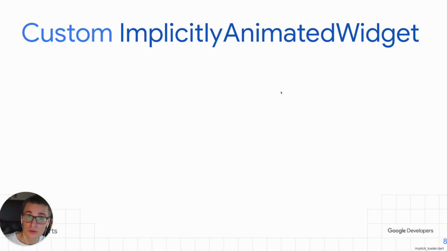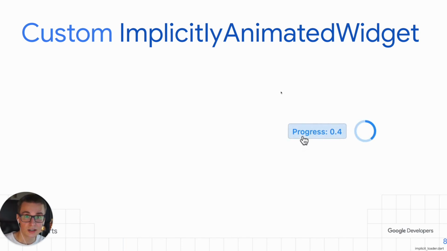However, sometimes you need to make something more custom. So let's say none of the widgets provided by Flutter can support your need, or you use 3 or 4 different implicitly animated widgets, and you maybe want to generalize or unify this somehow. And here is where a custom implicitly animated widget can come and help you.